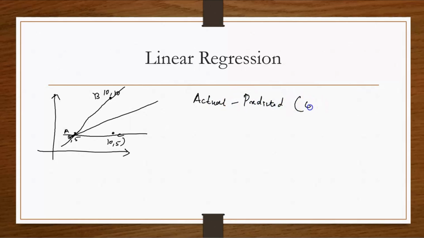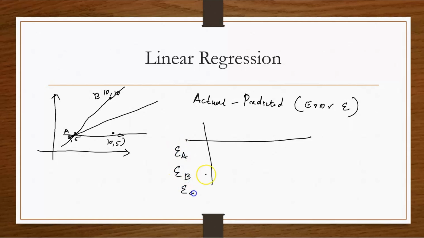Or the error denoted by this symbol that we are going to reduce. So we can see the error of points A, B and C with respect to different lines, line 1, line 2 and line 3. We are going to see that now. So here you can see, if you take the point A, the coordinates of A are 5 and 5.